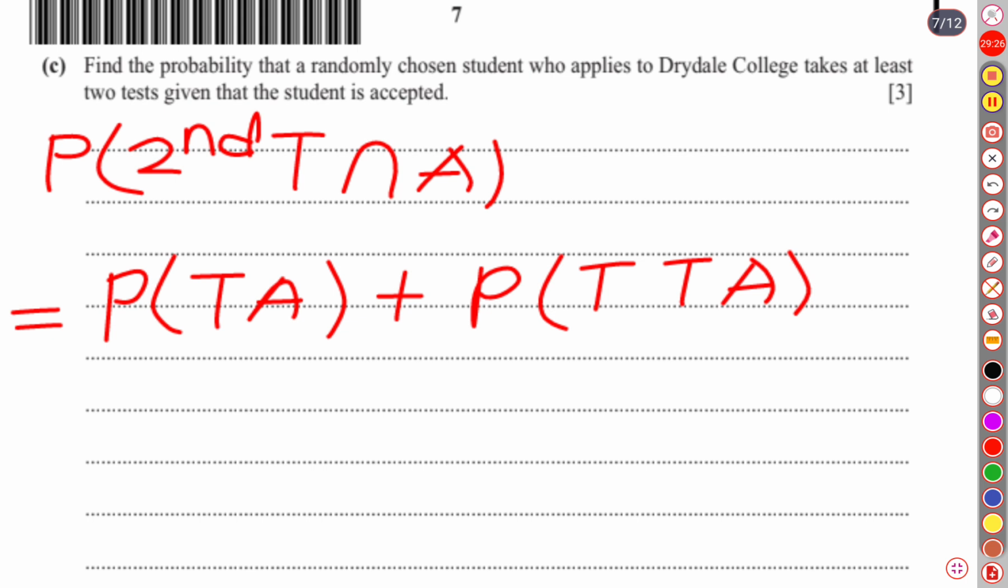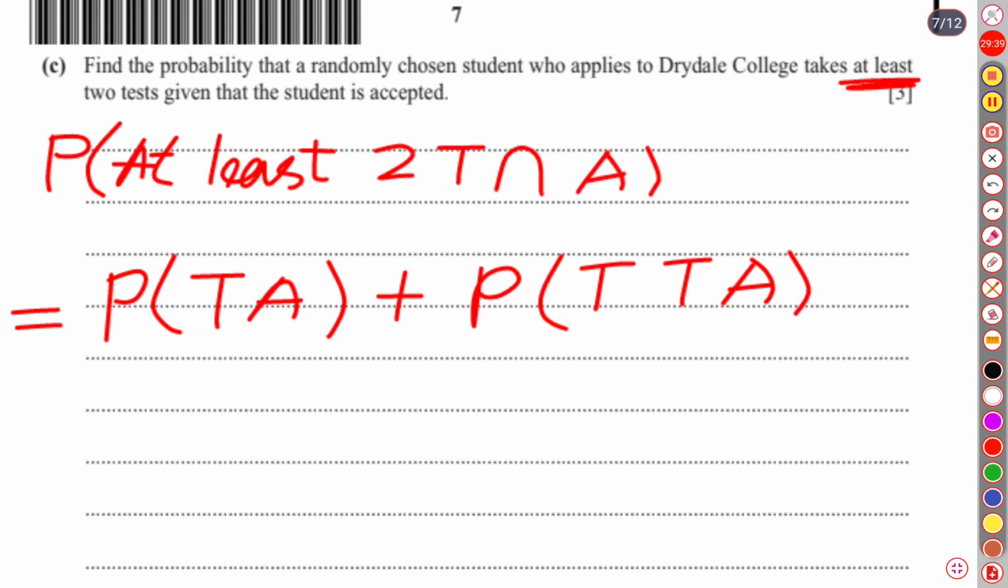The question is at least two tests. At least two tests. So it should not be second test. It should be at least two tests. So let me rectify this. Yes, this is the actual scenario. That means at least he was given two chances and then he was accepted.